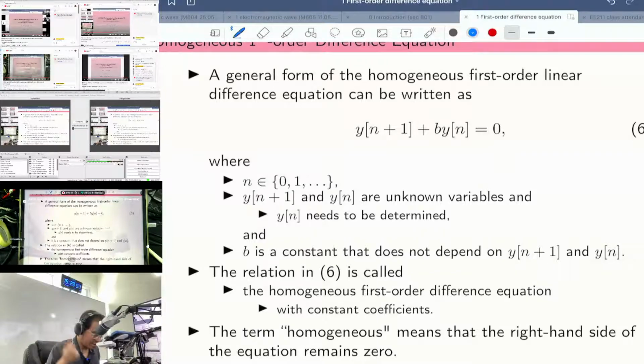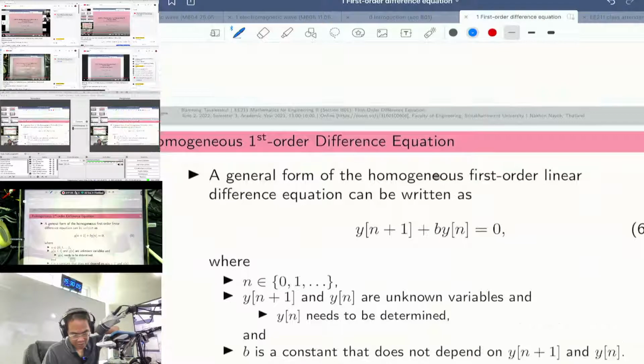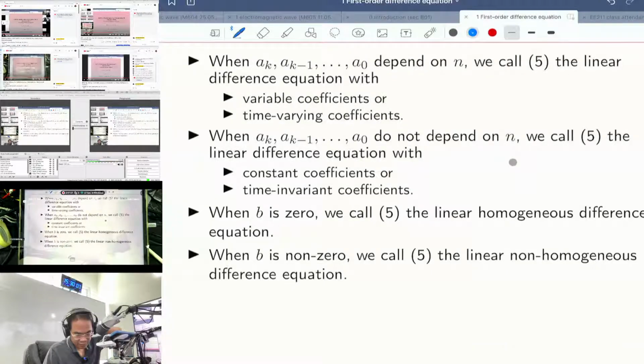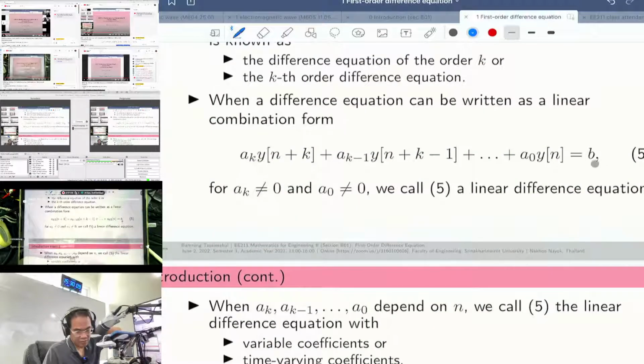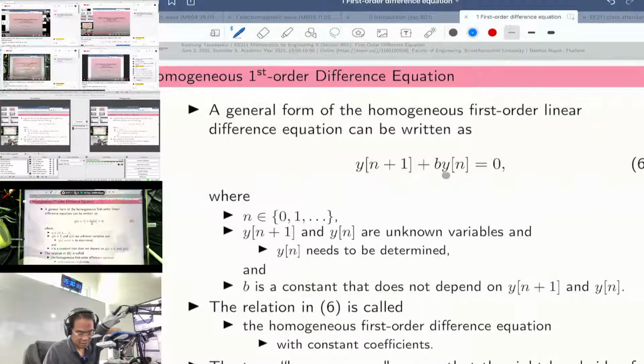But I don't know why I left B here. Because it seems that you can get confused with this one, B on the right hand side. It's not the case. B here is the coefficient. Okay. Please note that these are different quantities. I'm going to change the name of the variable soon.